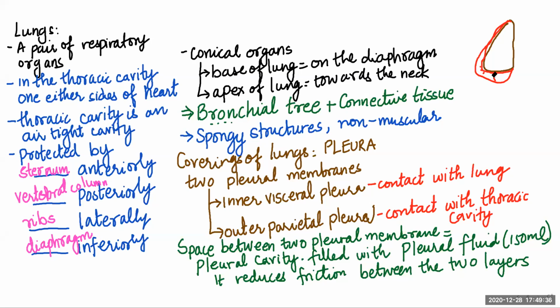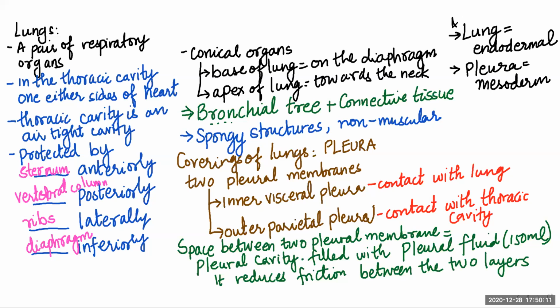Now you have to understand that the entire lung is derived from endoderm. The alveoli are endodermal in origin, whereas the pleura is mesodermal in origin.